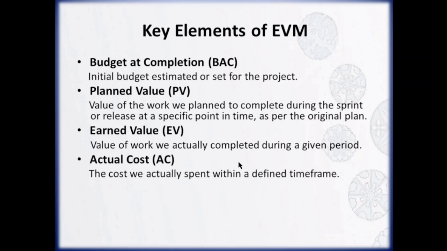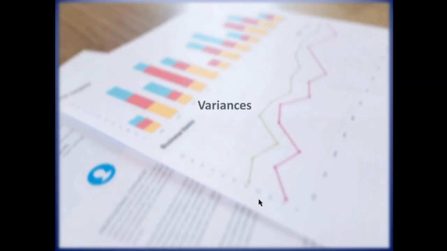Next is actual cost. Actual cost is straightforward. It's the cost we actually spend within a defined time frame. This includes team salaries, tools, or any other project related cost. Now, with the three stated elements: planned value, earned value, and actual cost, we can calculate variances and other powerful performance indicators. Let's calculate the variance using these three elements.